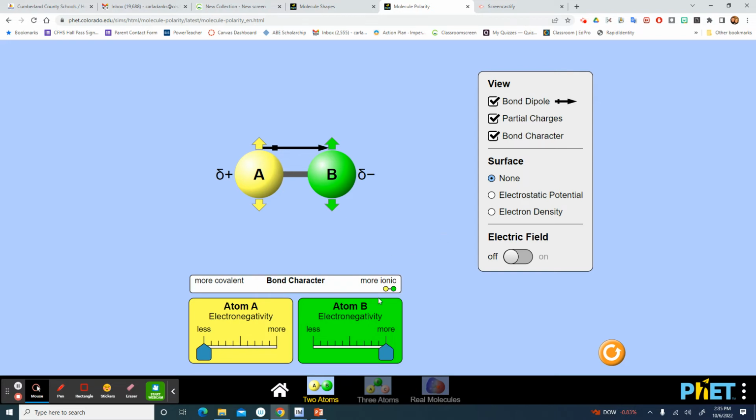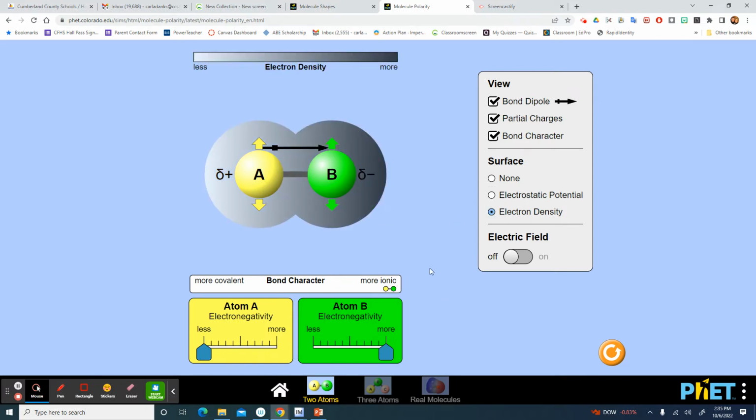Now I'm going to show the partial charges. And I'm going to also show the bond character. Notice here this is more ionic because of that great vector. Now, let's look at the electron density. Notice how it's darker here. The electrons are being pulled towards this more electronegative element.